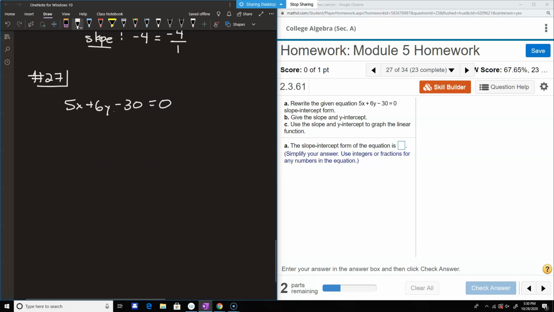So the first step is to isolate the y term, which is 6 times y. So we're going to want to subtract 5x and then add 30. So we have 6y equals minus 5x plus 30. And then to isolate y, we're going to divide on both sides by 6.